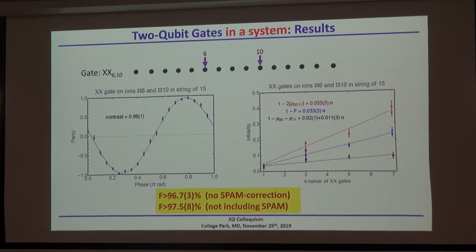Obtaining, by a linear fit to the infidelity lines, fidelities of about 97% per gate. Just focusing at one gate and looking more closely at the SPAM correction, we can extract fidelities of 98.5%.